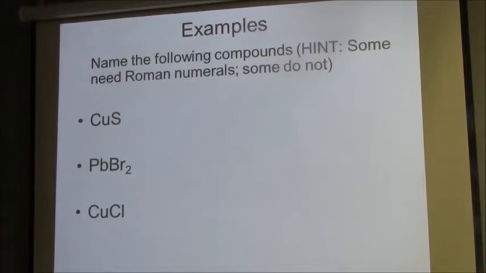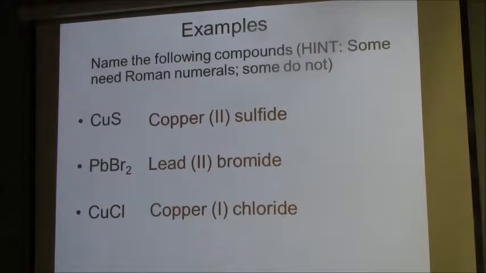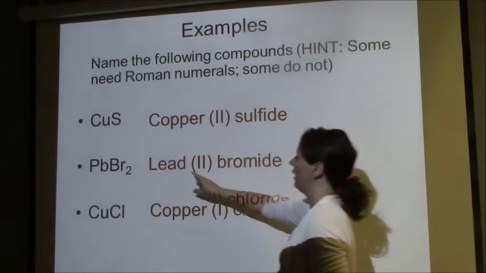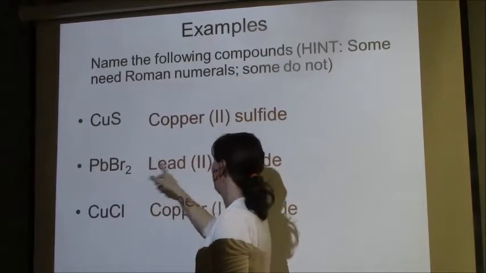So if we were naming these, you could pause the video and try these on your own and then check your work. Copper 2 sulfide, lead 2 bromide, and copper 1 chloride. Now note lead is element number 82. It's technically not in the transition metals, but lead is an exception. It does need Roman numerals.